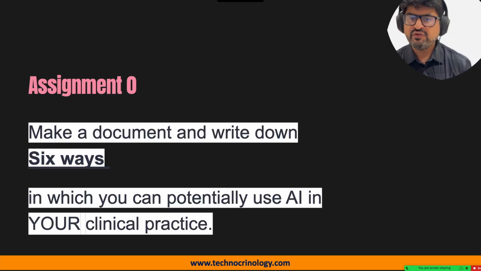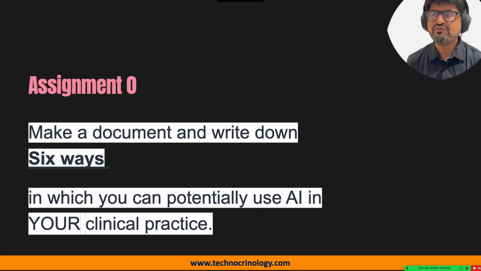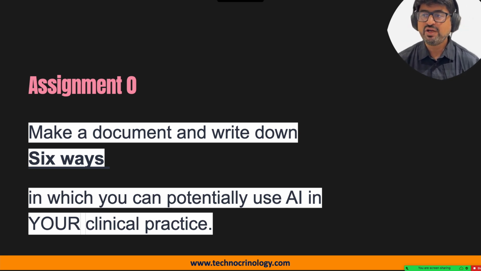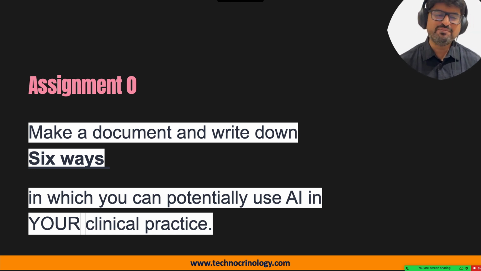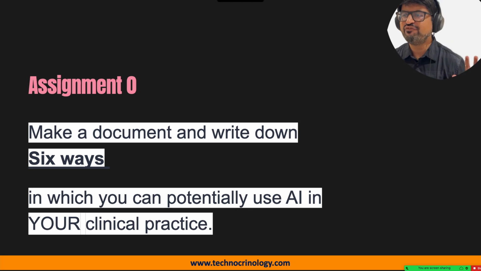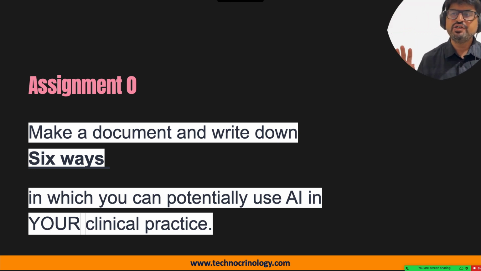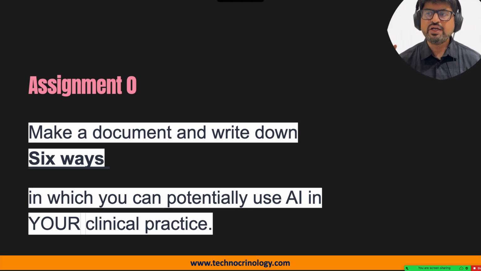So when you go to technology.com to get the certificate, you will have to do certain assignments, okay? Homework, right? So you will have to do this little assignment. Assignment number 0: make a document and write down 6 different ways in which you can potentially use AI in your practice.